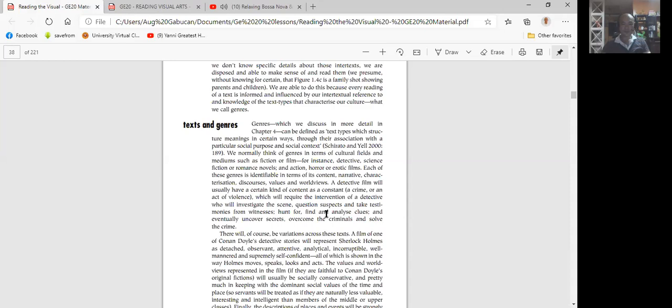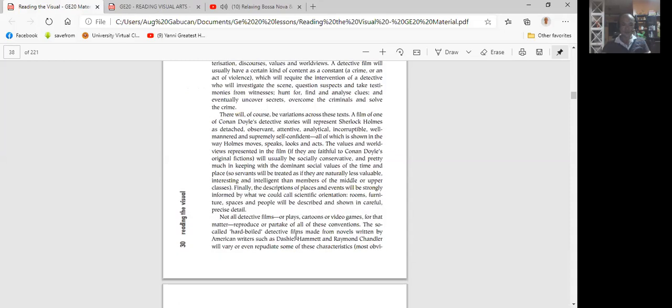So the question is, who creates these categories? Who categorizes them into genres? For example, you say this is a detective film, but not all detective films or plays, cartoons or video games for that matter reproduce or partake of all of these conventions.